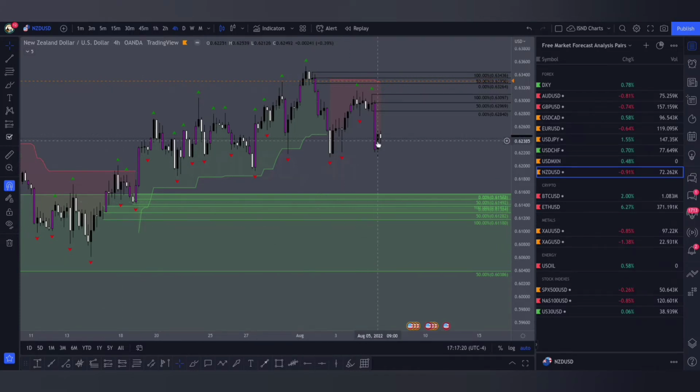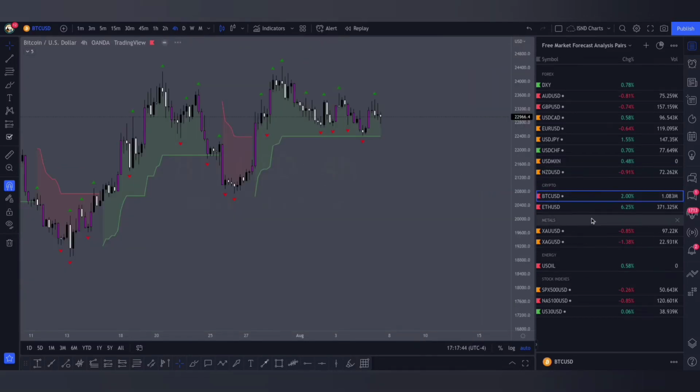So this pair could continue going to the downside and maybe tap into one of these to trade to the upside. So again, right now for me, supply is in control. So initially I will be looking to sell NZD USD. However, I will keep a close watch on the demand zones to see if I get any trade confirmations to take this pair to the upside.